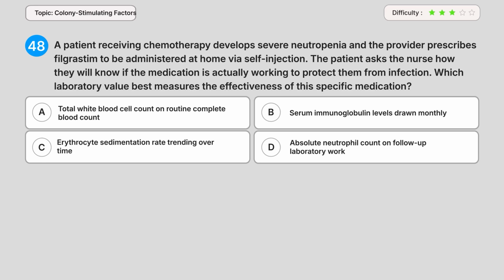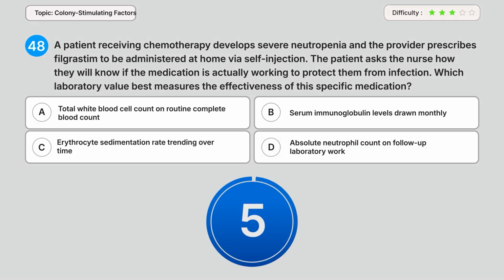A. Total white blood cell count on routine complete blood count. B. Serum immunoglobulin levels drawn monthly. C. Erythrocyte sedimentation rate trending over time. D. Absolute neutrophil count on follow-up laboratory work. Do you know the answer?